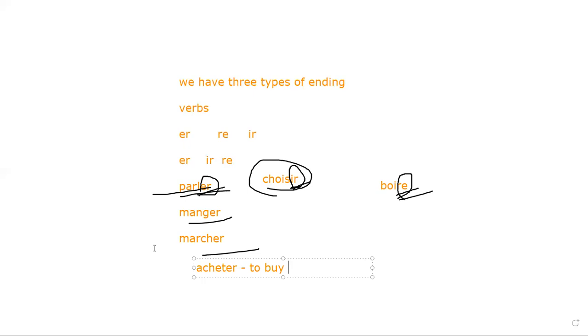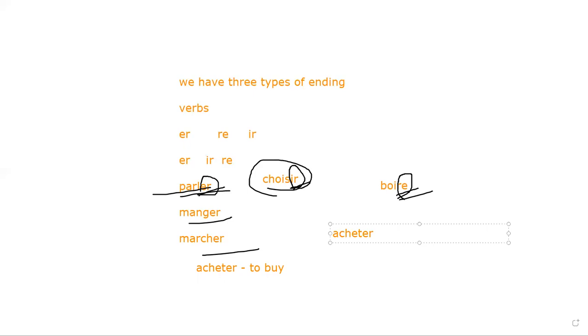Now, for example, we have verb to buy. Acheter. You buy something from the market. The verb is acheter. Acheter is my verb to buy. But you read it out, please. Acheter is to buy. Is it clear to you, bache? So, bache, read it out, please. Acheter is to buy.